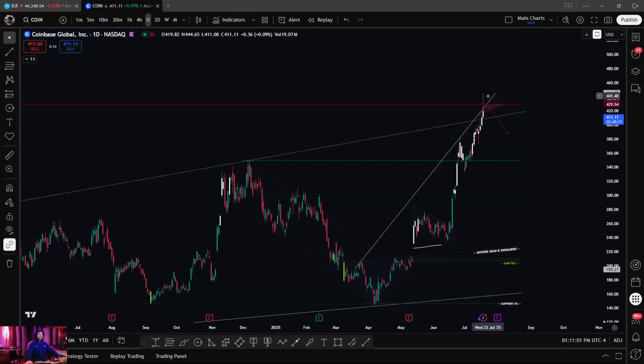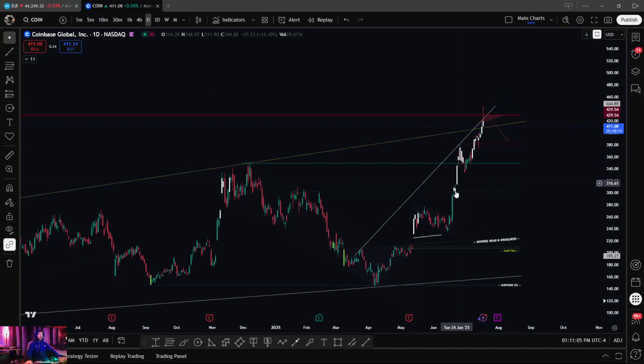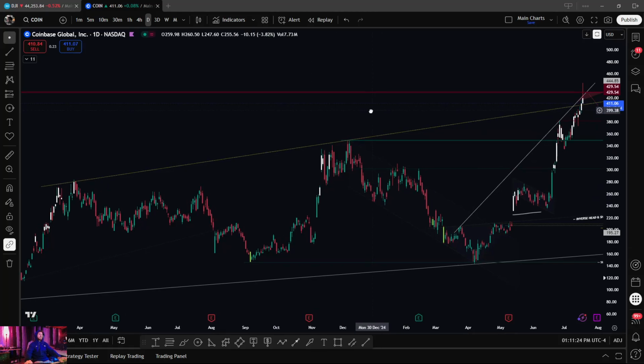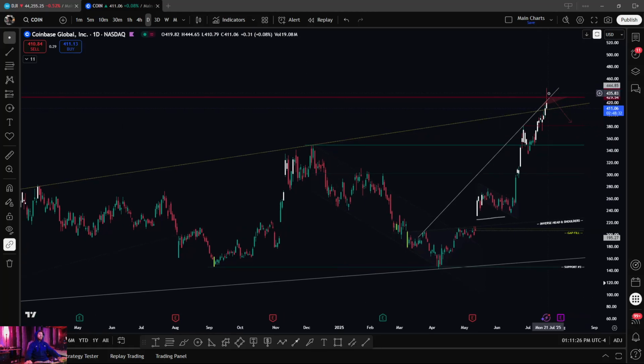This is a textbook topping tail candle. In fact, if we were to go back and look at the chart really quick and just skim over, I don't see any other topping tails that are anywhere near as significant as this. Let's just keep going back. And a little topping tail right there, which did precede a reversal, by the way. We got some wicks back here. But anyways, the point is, this candle by itself is very significant as a bearish indicator.